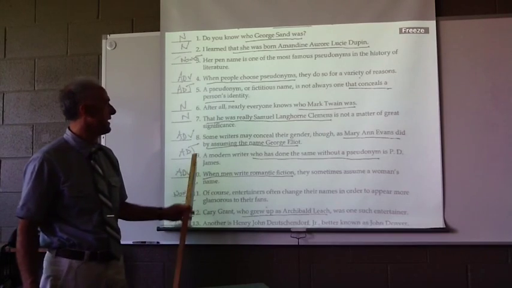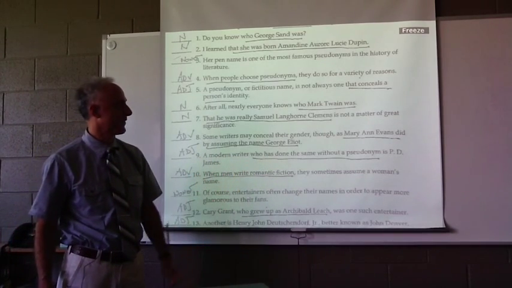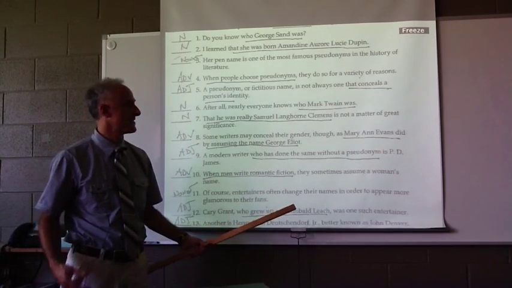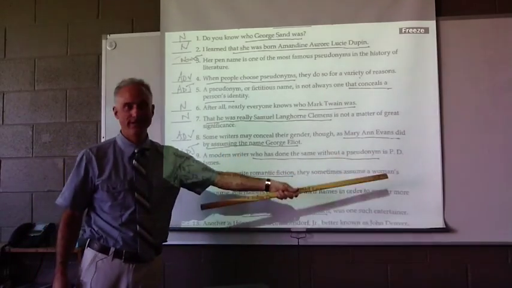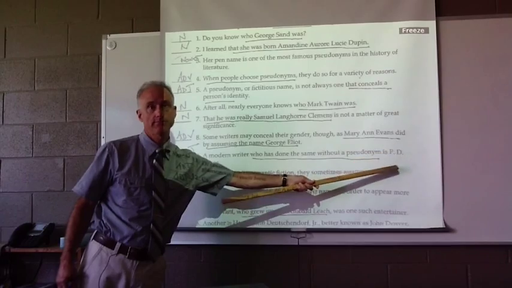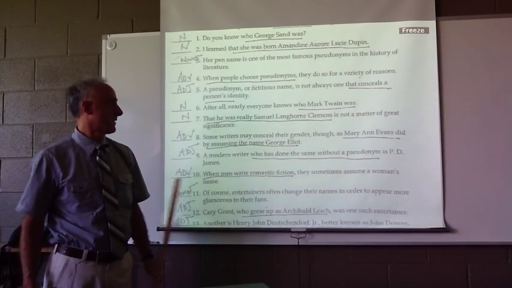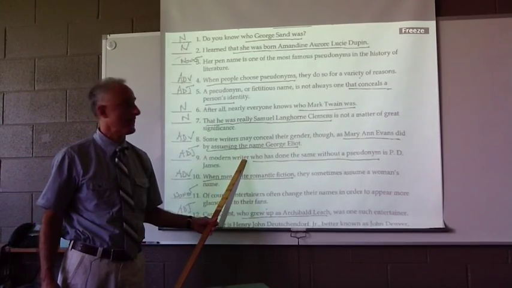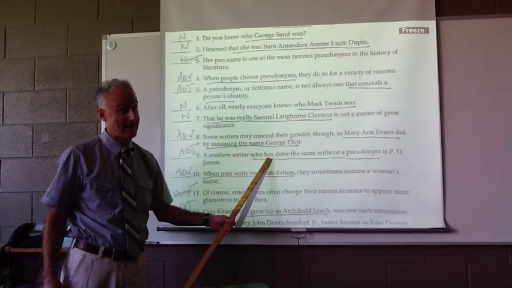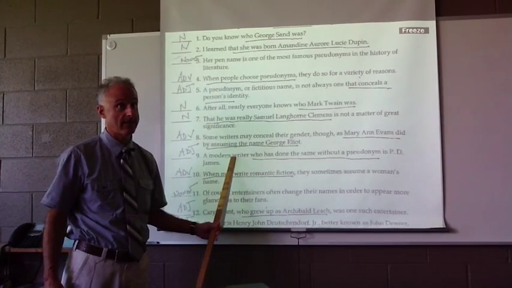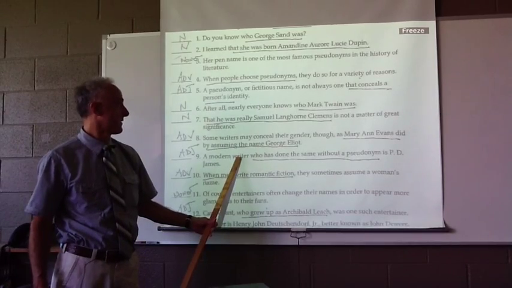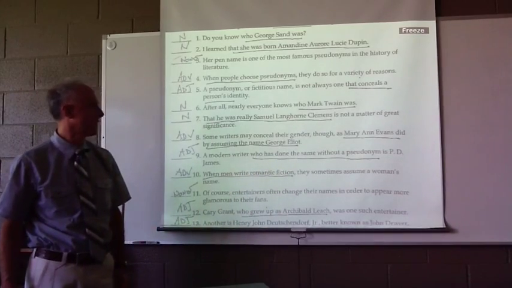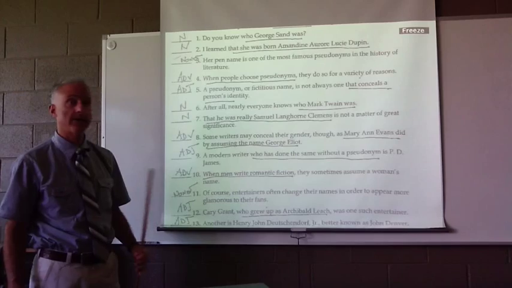A modern writer who has done the same without a pseudonym is P.D. James. Let's find our way around in the sentence. Writer is P.D. James. Subject, linking verb, predicate nominative. Well, this is next to a noun. We already have a subject, so this is not going to be a noun most likely, unless it's an appositive renaming the noun that comes before it, writer. But it isn't. It's modifying writer. Okay, it doesn't have commas around it. So this is an adjective clause modifying writer.